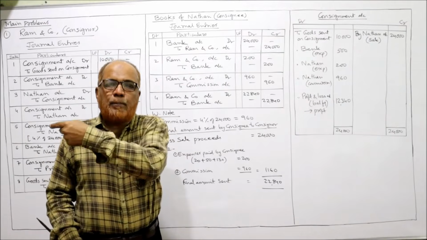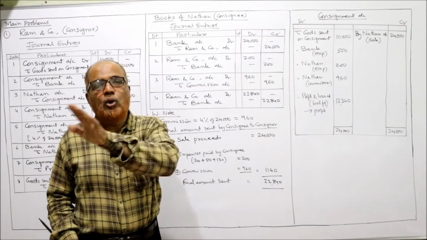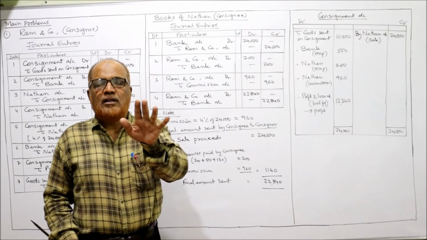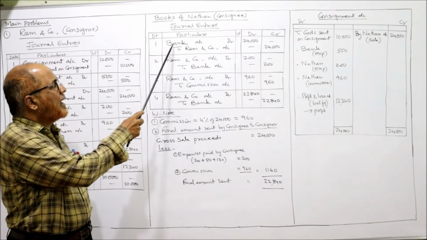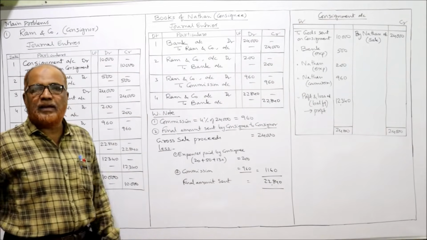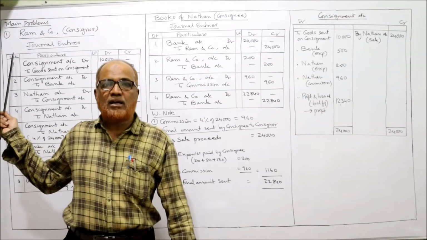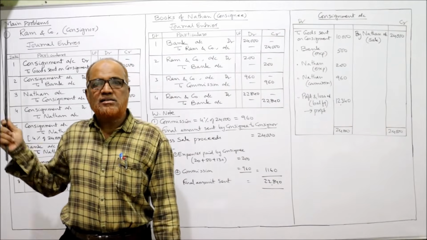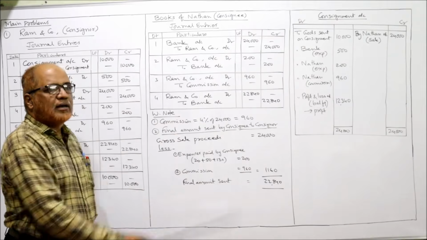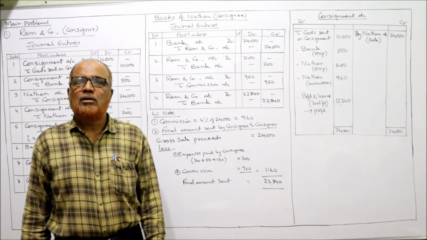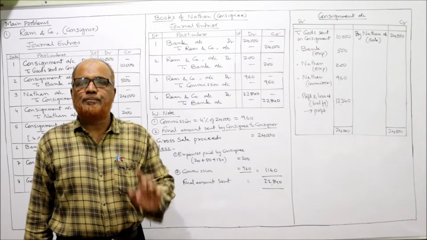When expenses are paid by the consignor, no entry will be passed. He will pass the entry only on the sale. So the first entry: bank account debit to Ram and Company. Who is Ram and Company? The consignor. Bank account debit to Ram and Company 24,000. Being the goods sold.